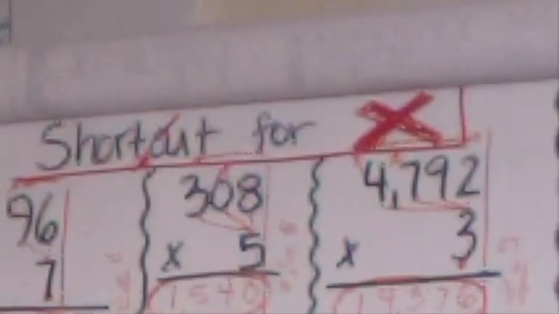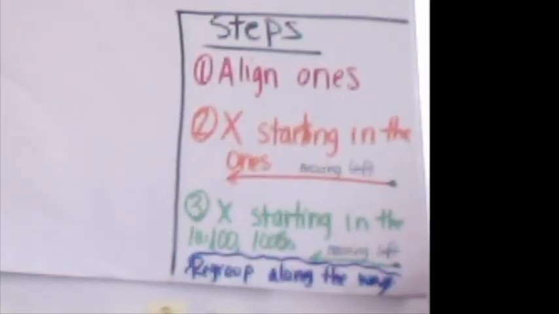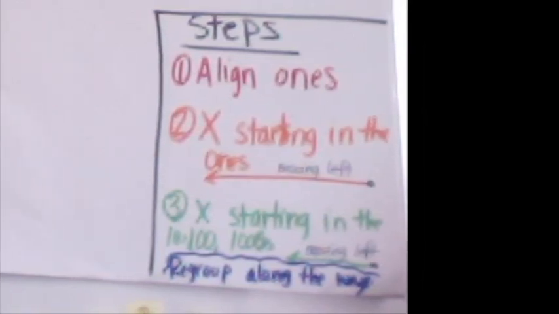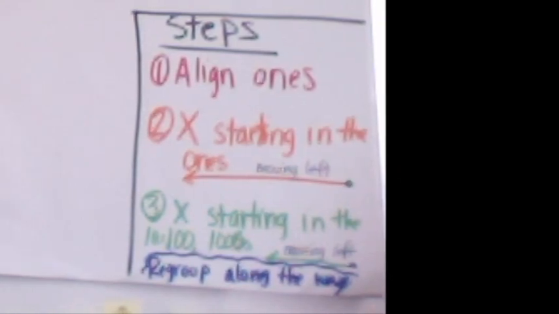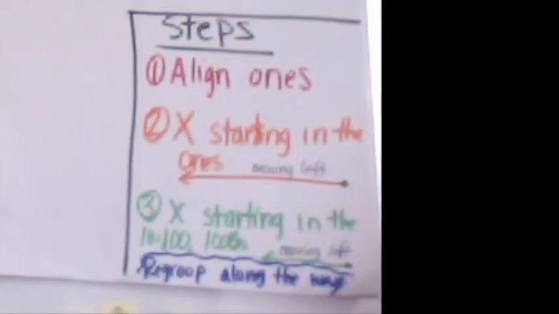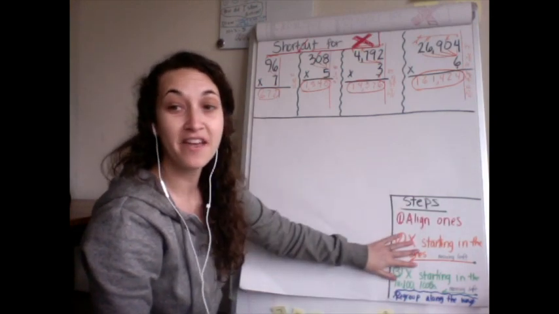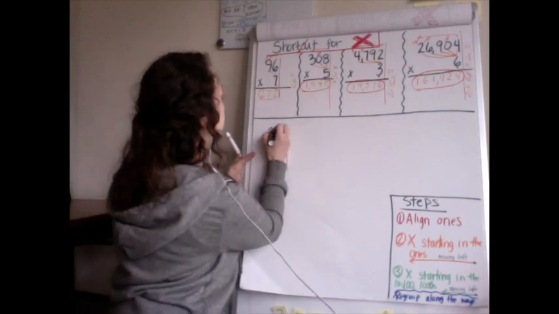Moving on to the shortcut method, let's remember our steps. Number 1, align the ones. Number 2, multiply starting in the ones place, moving left. Number 3, move to the tens, hundreds, and thousands places, always moving towards the left and regrouping along the way. Same thing, exact same steps for our shortcut method. Our first problem is going to be 27 times 45.